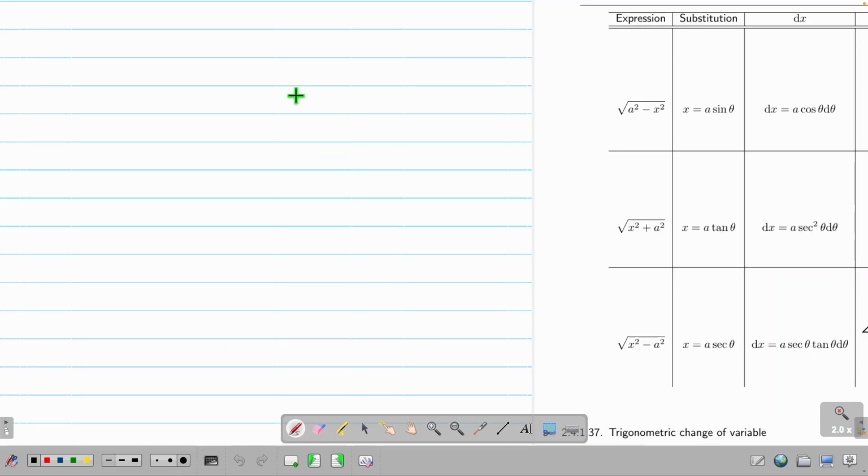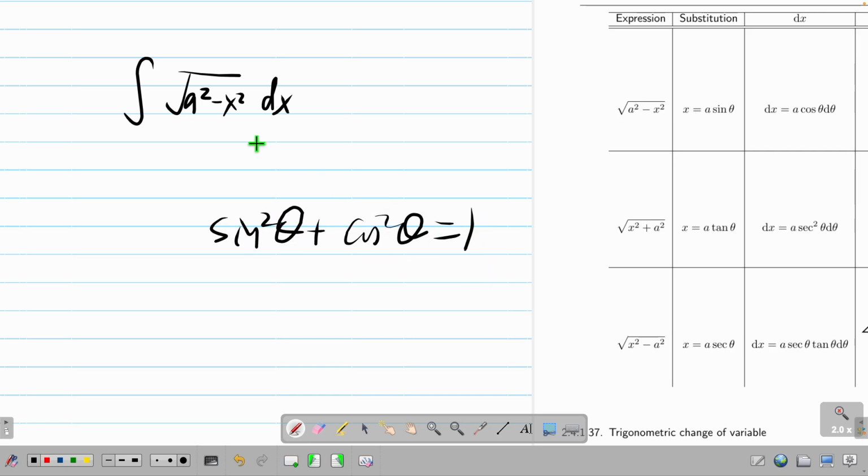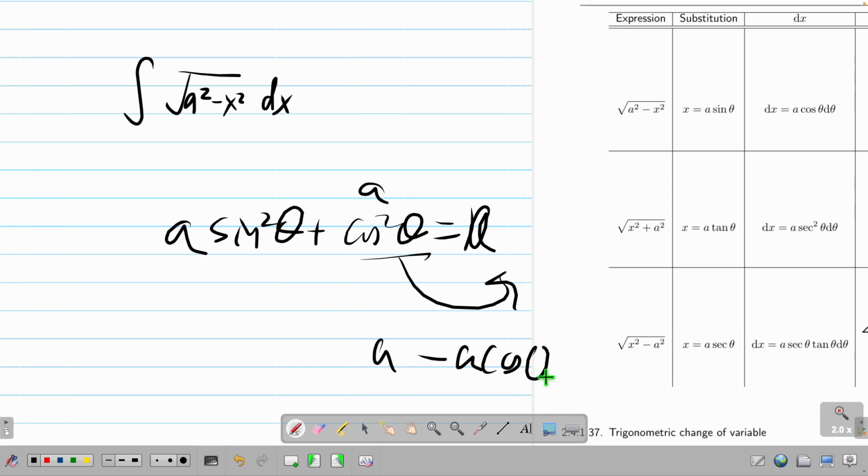That means suppose you need to integrate the first one, the square root of a squared minus x squared dx. We make use of what? Sine squared theta plus cosine squared theta equals 1. This is a, right? Then I just put a, then a minus something squared. So it's the same as a minus a cosine theta squared, something like that. You see, a minus this is like a sine squared. So you reduce this to a sine squared, and you have a square, and the square and square will cancel out each other.